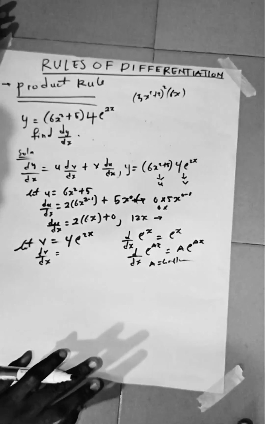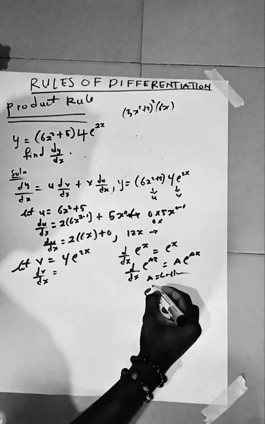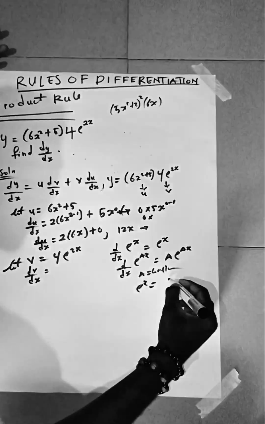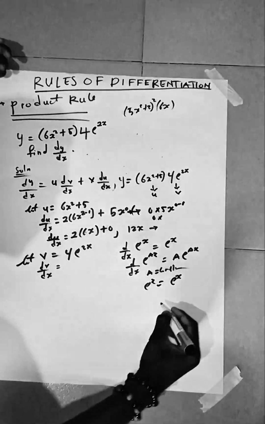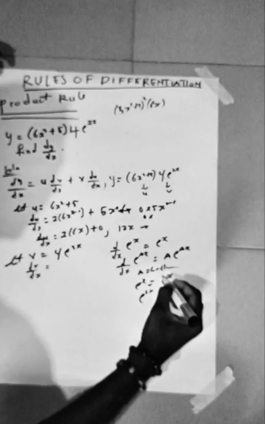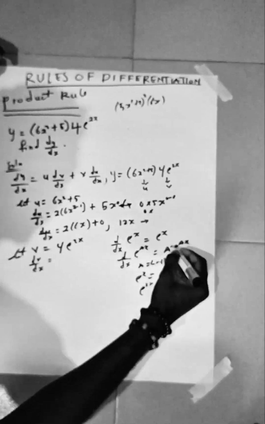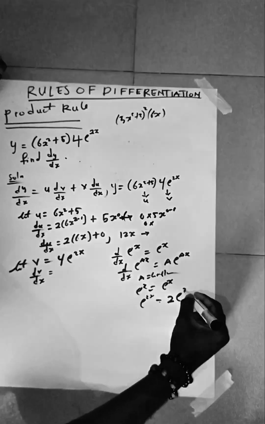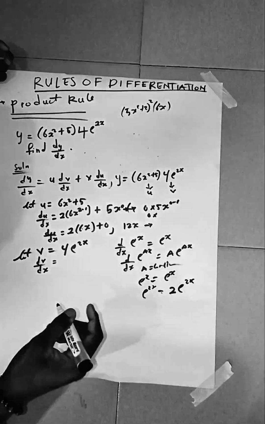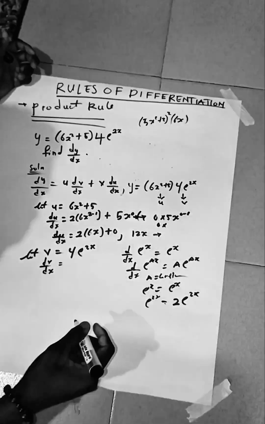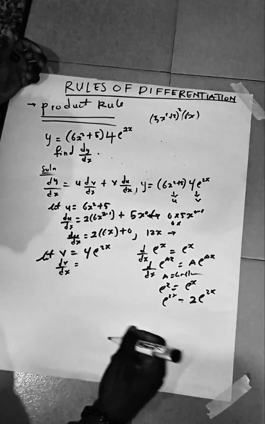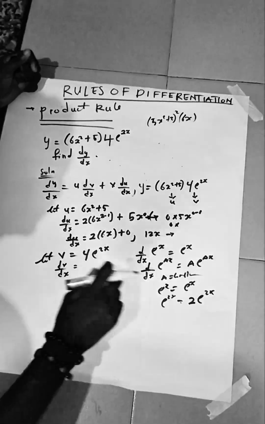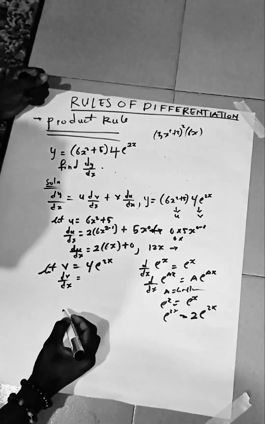Just remember that formula. So if you have something like e to the x, the derivative of e to the x is e to the x. If you have something like e to the 2x, like we have here, the derivative of it is just going to be, from the formula, 2 times e to the 2x, and so on. If you have something like e to the 5x, it's just going to be 5 times e to the 5x, and the pattern just goes on like that.